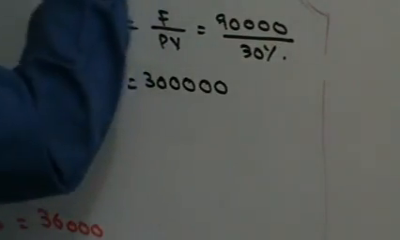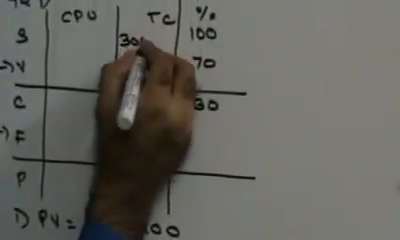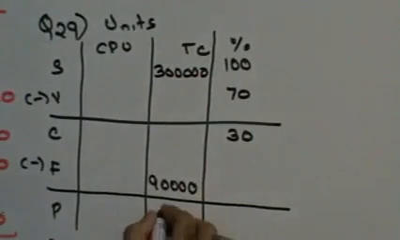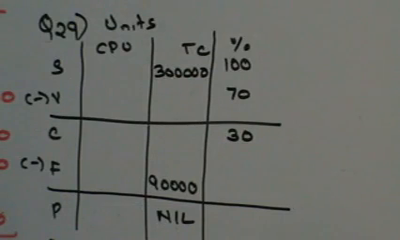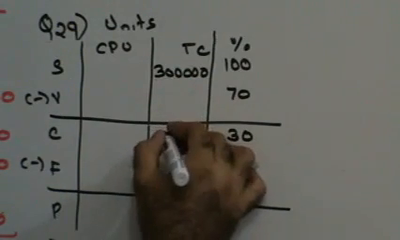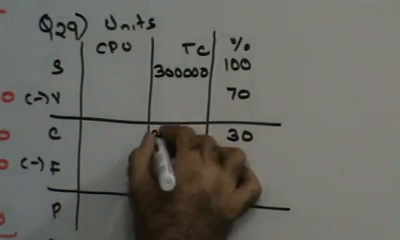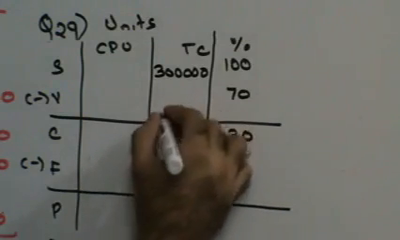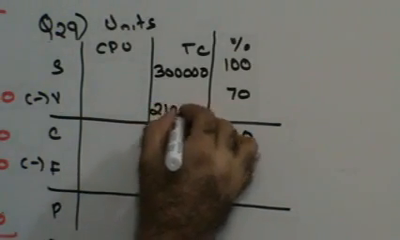That means if the sales is 3 lakhs, my profit will be nil. If this is my BEP sales, that means if the sales is 3 lakhs, then the profit will be nil. In which case my contribution would be 90,000 and variable cost will be 2,10,000.